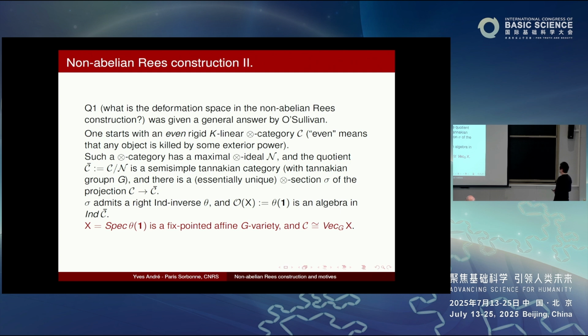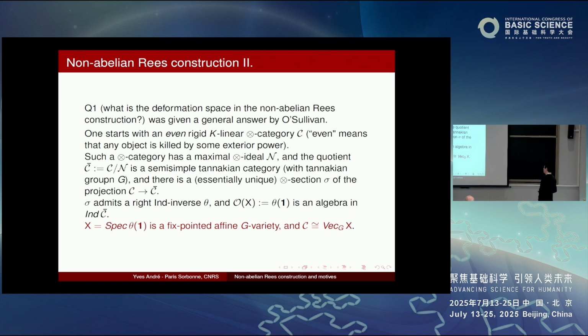Well, I should have said here that C is supposed to be pseudo-abelian, so that idempotents have an image. Okay, and one can moreover prove that there exists an essentially unique monoidal section, sigma, of the projection from C to C bar, which is the identity on objects. Then such a section of the projection admits a right inverse, which I denote by theta.